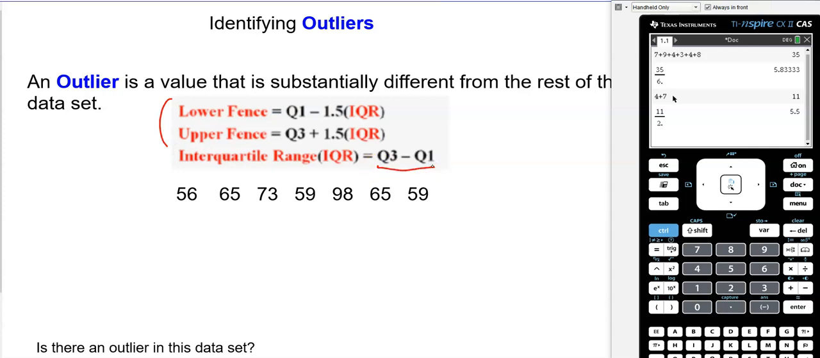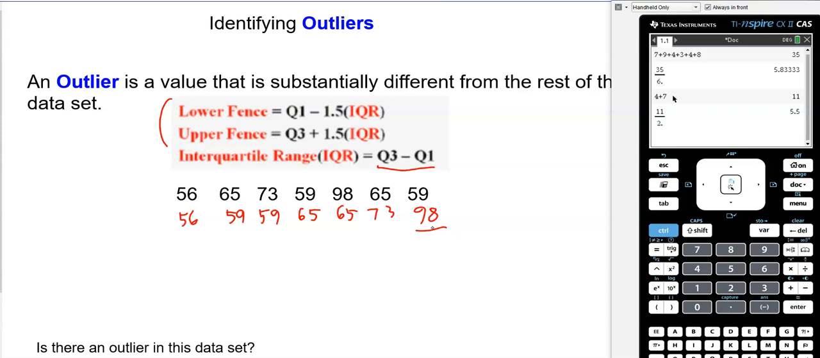So let's put this data in order first. So I think this would be 56, 59, another 59, 65, 65, 73, and 98. I'm debating. I think 98 might be an outlier, but we're going to test it and see.